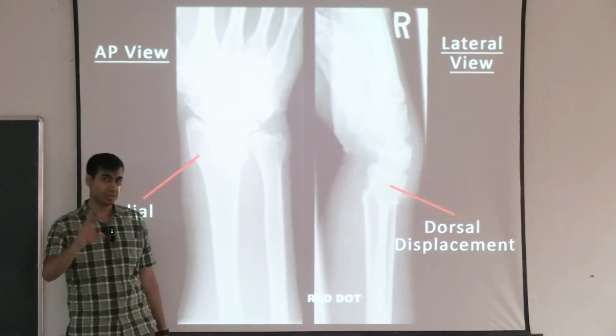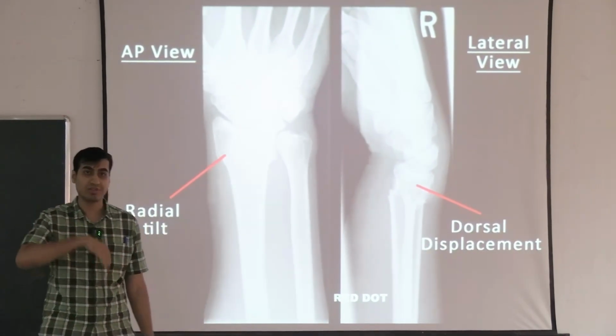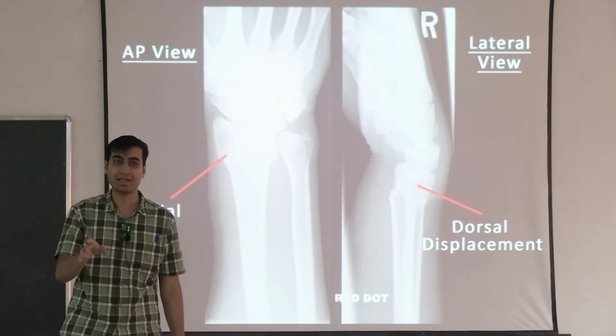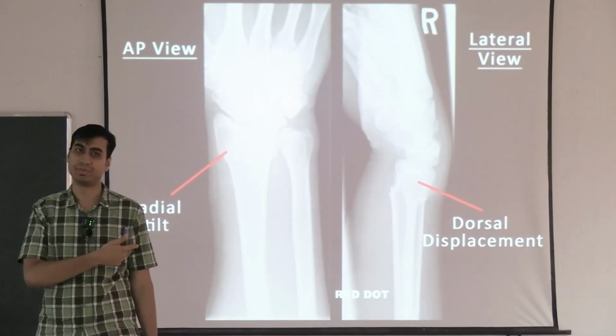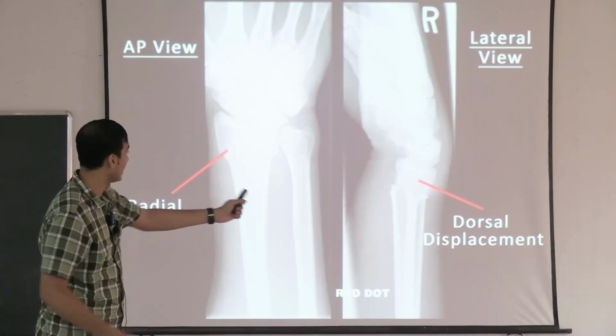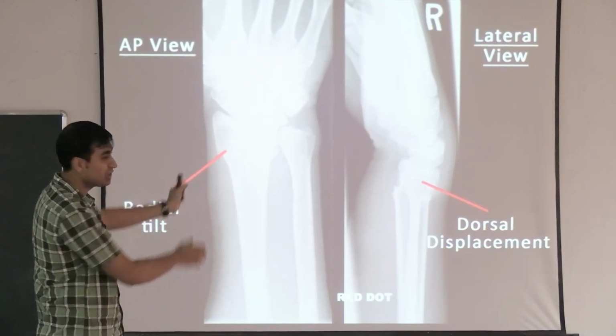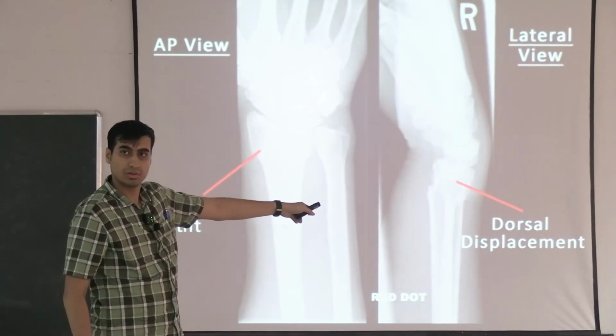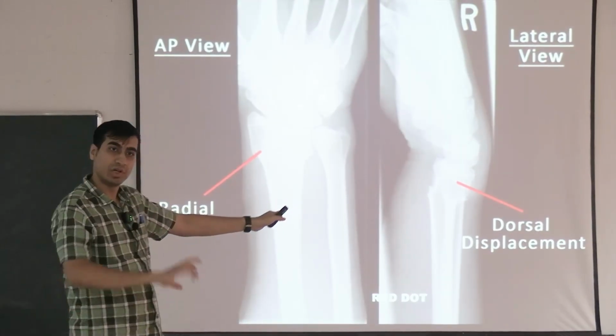So these are the two simple tricks to understand which is the volar and which is the dorsal side, because unless you get that, you cannot say this is Colles or Smith. So this is the dorsal, and see it is displaced like this. Can you appreciate the displacement? So that is the dorsal displacement.